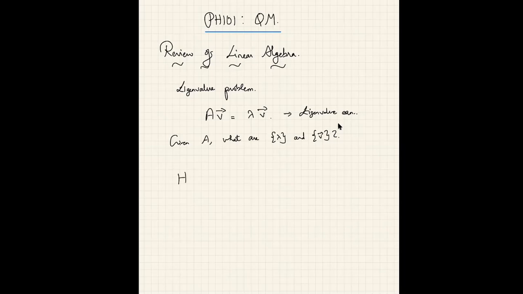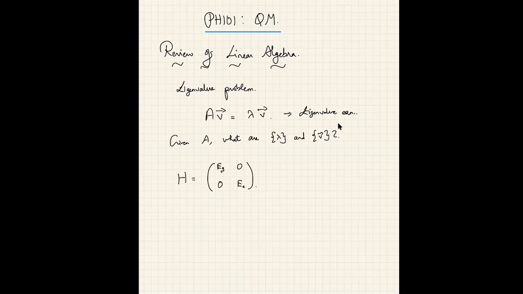The connection to physics is that H is usually reserved for what is called the Hamiltonian of the system. And H is a very simple matrix that has 2 entries, E sub G, 0, 0, and E sub E. I'll tell you later what the physical significance of this is and why I'm choosing these very curious symbols. But for now, we'll just treat this as a purely mathematical problem.